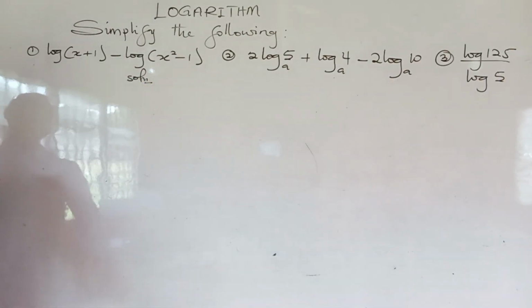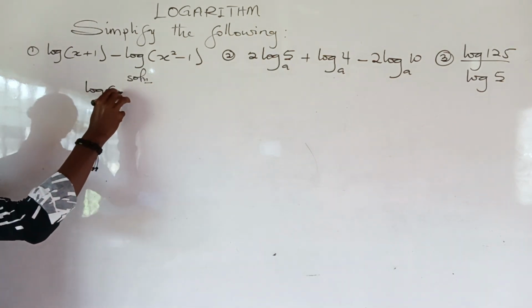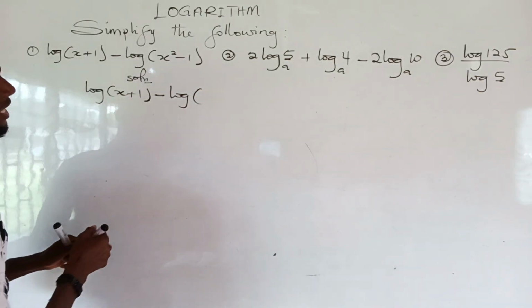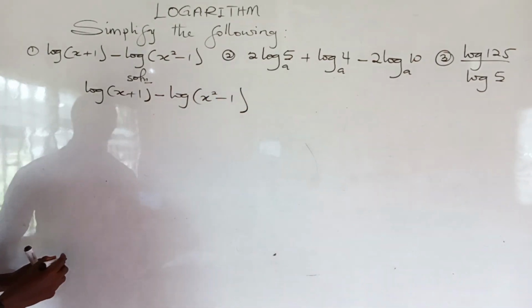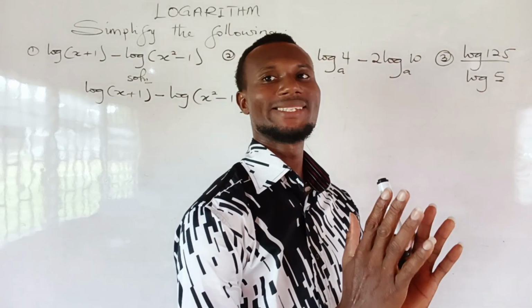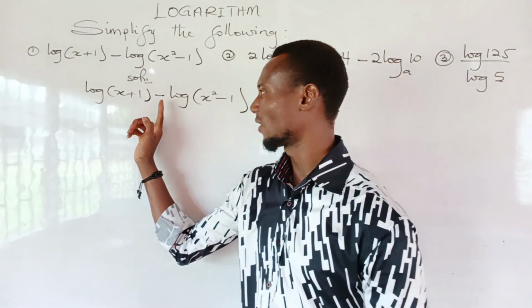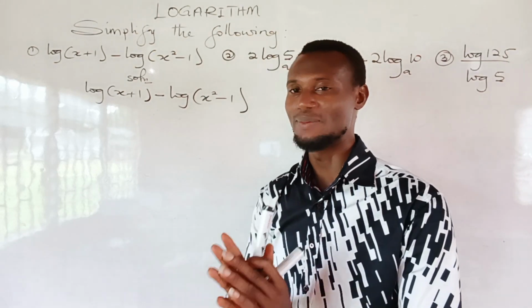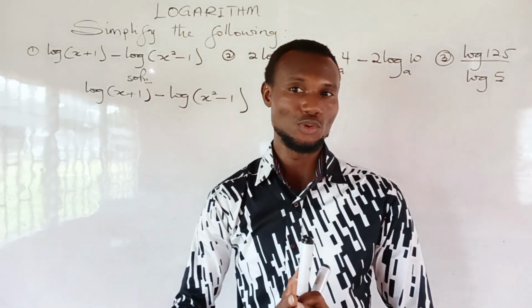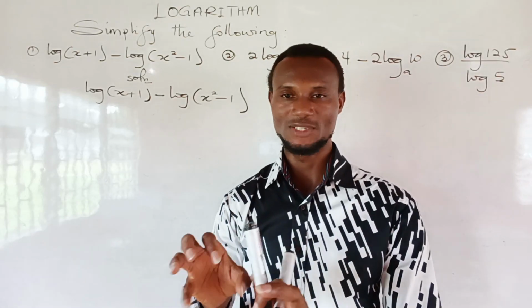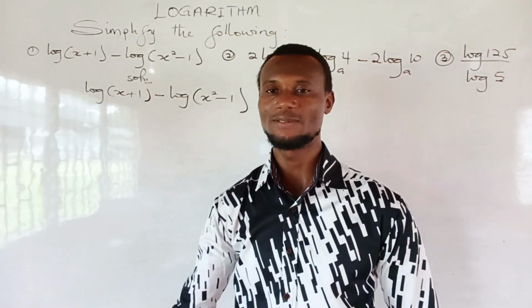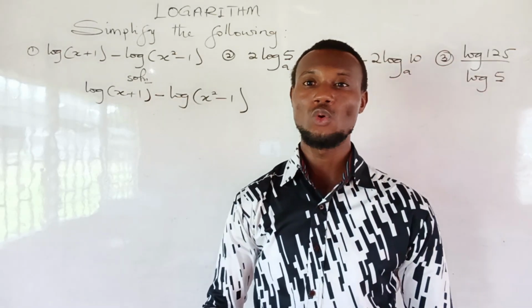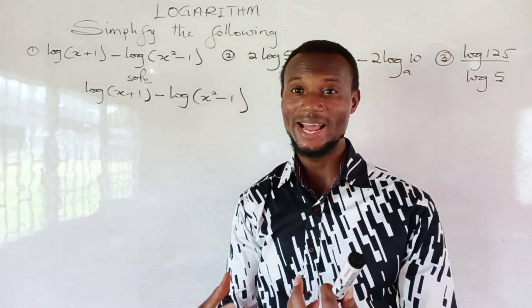So I have the log of s plus 1 minus the log of s squared minus 1. Okay, and the question is asking us to simplify it. Because we are having a subtraction sign here, you should know what you are supposed to do. I've explained it a lot that immediately you see the subtraction sign, it means you are supposed to apply the quotient rule. And when you see the addition sign, it means you are supposed to apply the product rule. In this case, we have the subtraction sign, so it's the quotient rule that is supposed to come to mind. So we are going to apply the quotient rule to this one.